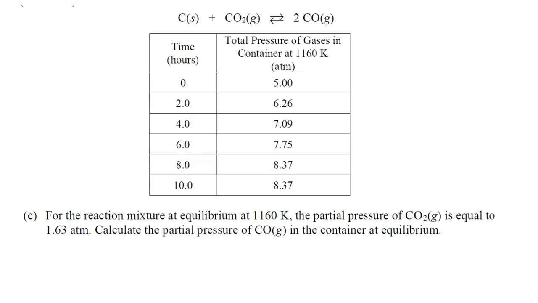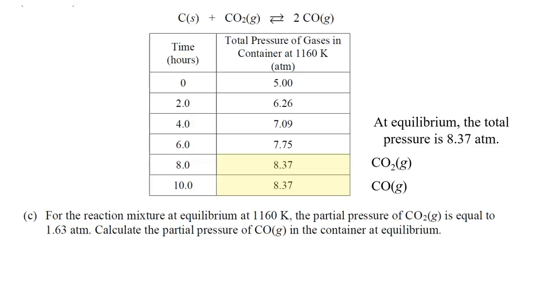Let's focus on the at equilibrium conditions from this table, and that would be when the total pressure of the gases is no longer changing over time. So the total pressure of the gas mixture at equilibrium is 8.37 atmospheres from the information in the table. And we were just given in part C that the partial pressure of carbon dioxide gas at equilibrium is 1.63 atmospheres. So how do we calculate the partial pressure of carbon monoxide in the container at equilibrium?